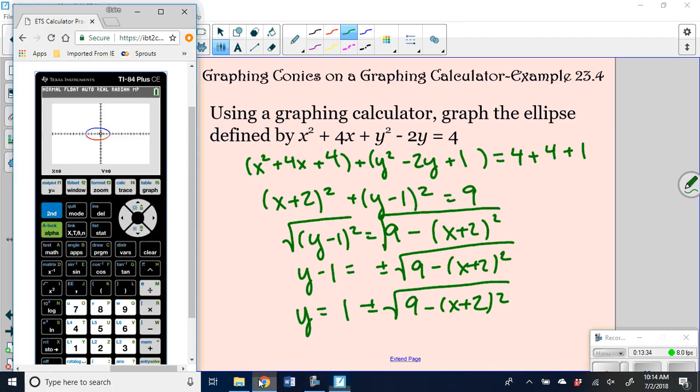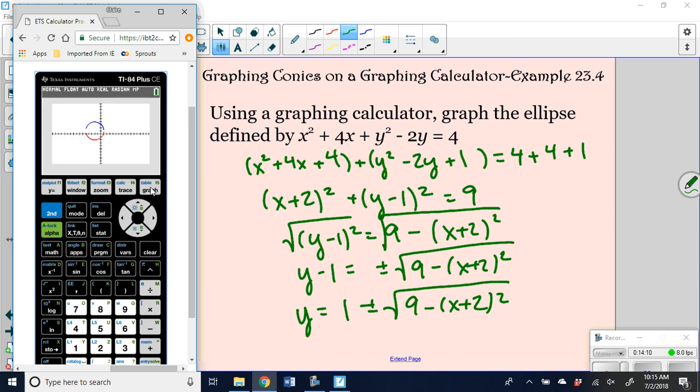So if you go to your graphing calculator, you can go back to y equals, and you're going to do 1 plus the square root of 9 minus x plus 2 squared. And then the other one is going to be 1 minus the square root of 9 minus x plus 2 squared. Okay, and then if you go graph it, it's supposed to graph an ellipse.